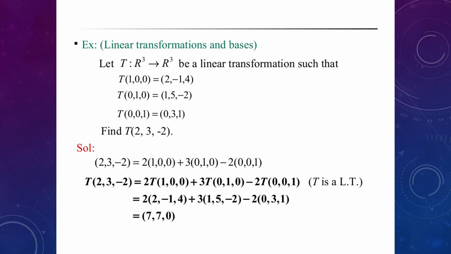Example: linear transformations and basis. T such that R3 to R3 is a linear transformation such that T(1, 0, 0) equals (2, minus 1, 4). And these are the two examples. And this is the answer for the given question. (2, 3, minus 2) equals 2(1, 0, 0) plus 3(0, 1, 0) plus minus 2(0, 0, 1), which is written in the form of T(v). So this is the answer we get, which is in the linear transformation basis formula.